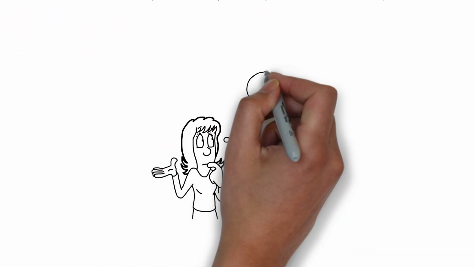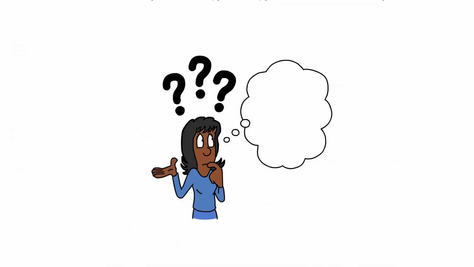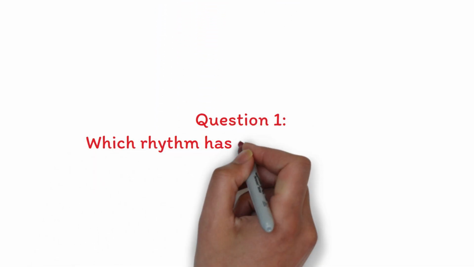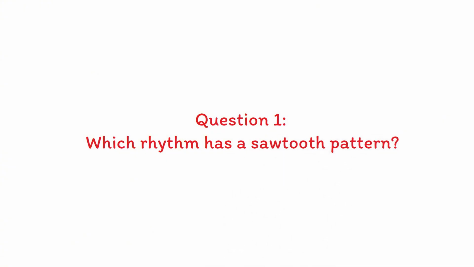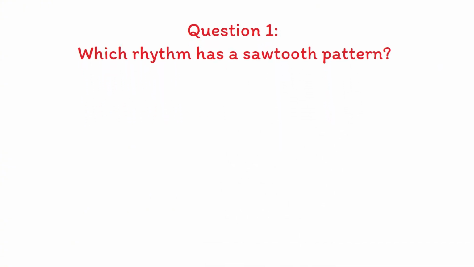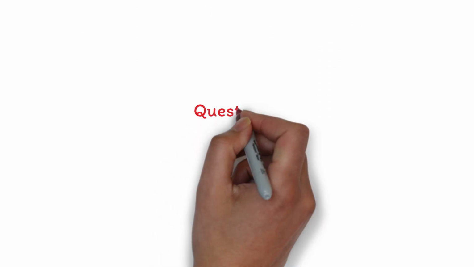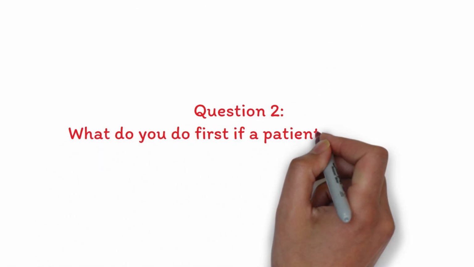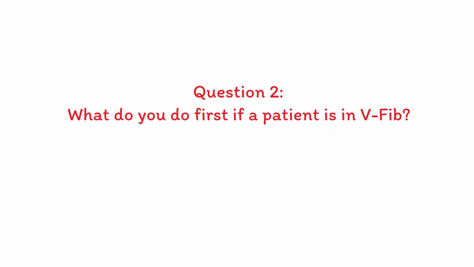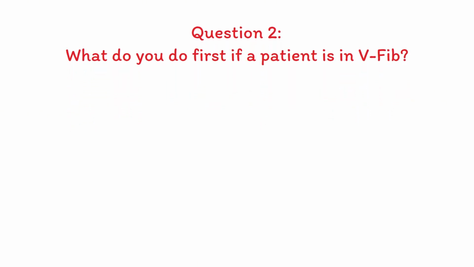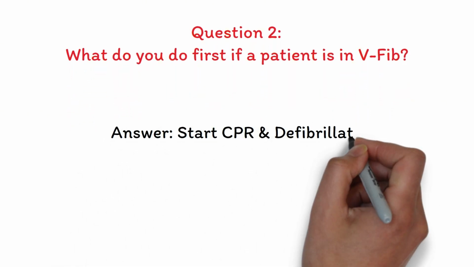Let's test your knowledge. I'll ask a few questions, and you'll have a few seconds to think before I reveal the answer. Question 1: Which rhythm has a sawtooth pattern? Answer: atrial flutter. Question 2: What do you do first if a patient is in VFib? Answer: start CPR and defibrillate.